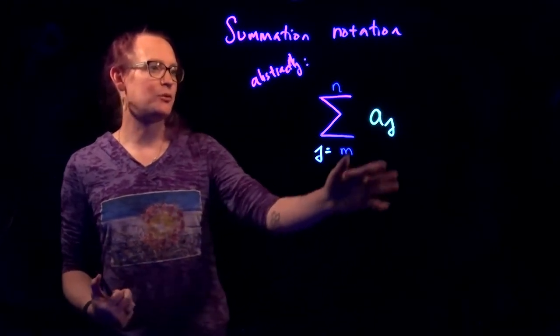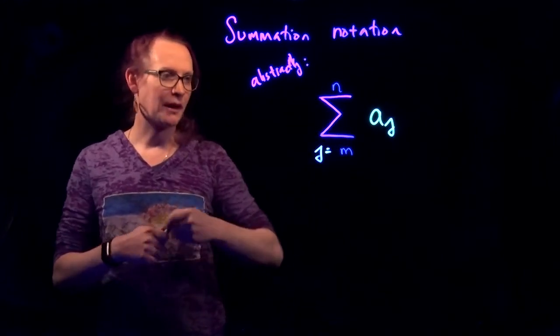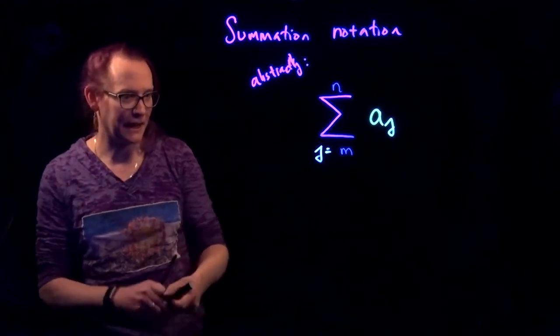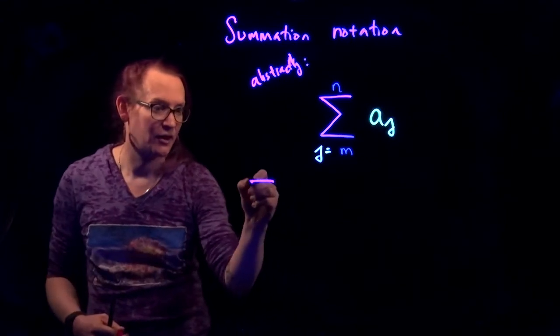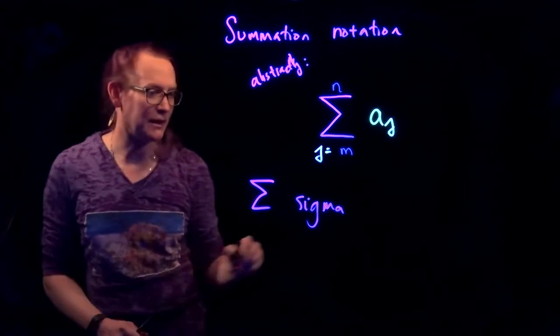How do we know that I'm doing a sum right here? Well, this symbol right here is a sigma, and a sigma is Greek for S. So the name of this symbol is sigma, and it's a Greek S.